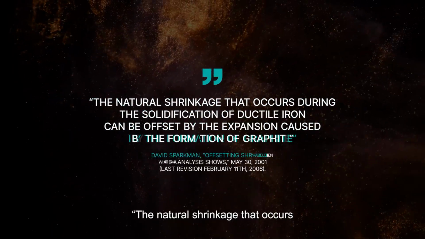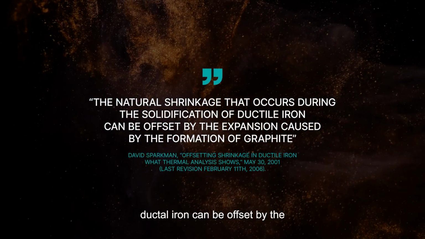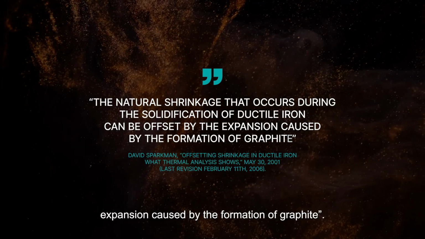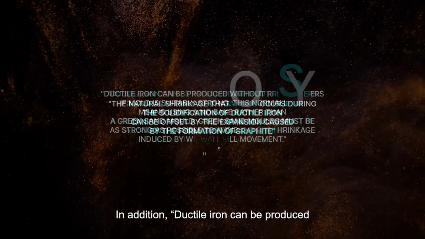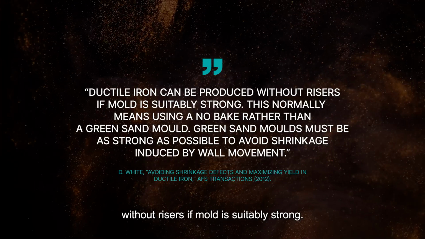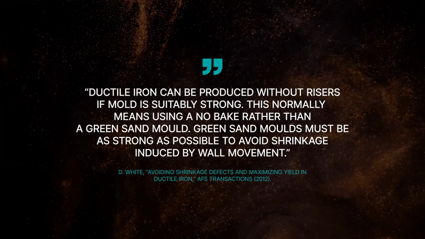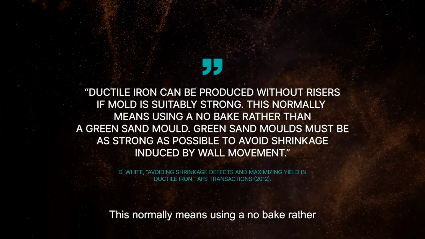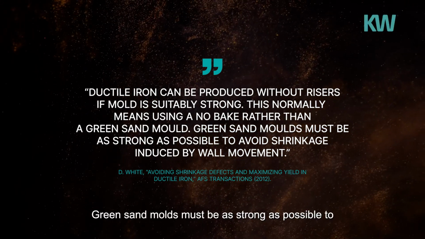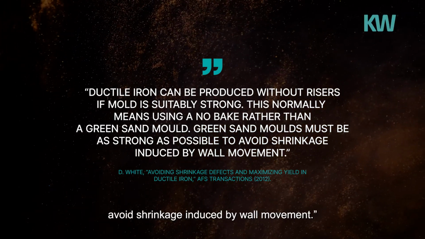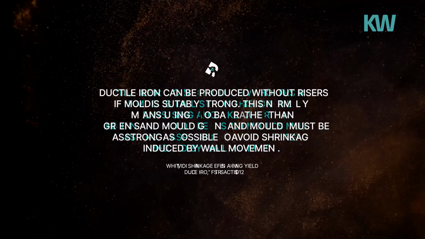The natural shrinkage that occurs during the solidification of ductile iron can be offset by the expansion caused by the formation of graphite. In addition, ductile iron can be produced without risers if the mold is suitably strong. This normally means using a no-bake rather than a green sand mold. Green sand molds must be as strong as possible to avoid shrinkage induced by wall movement.